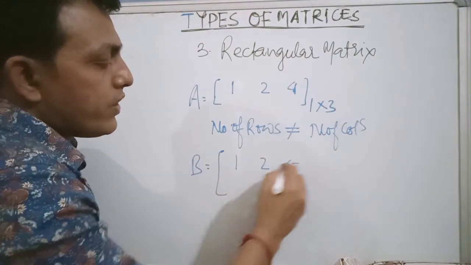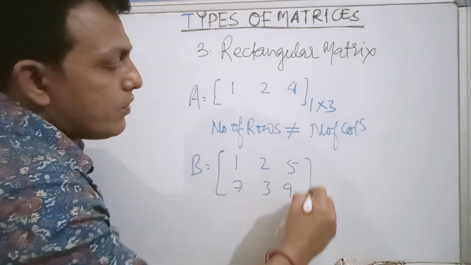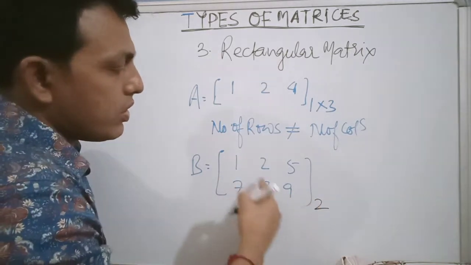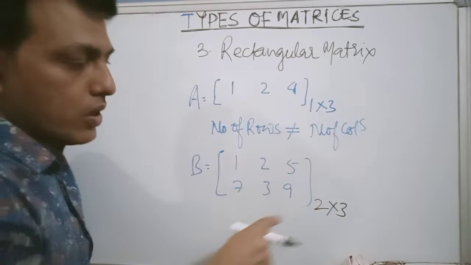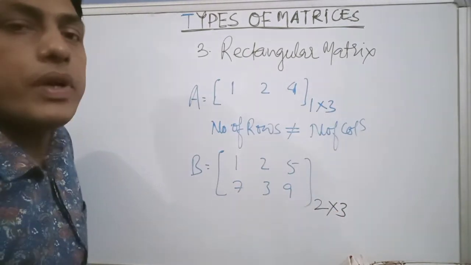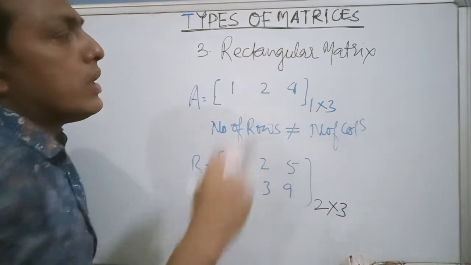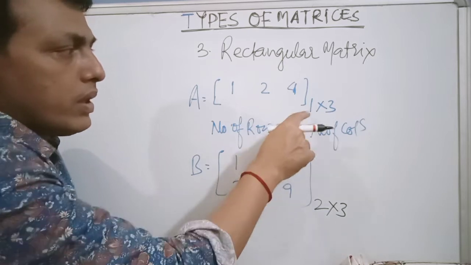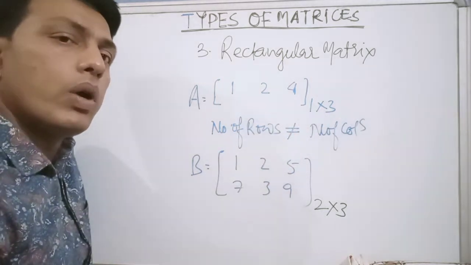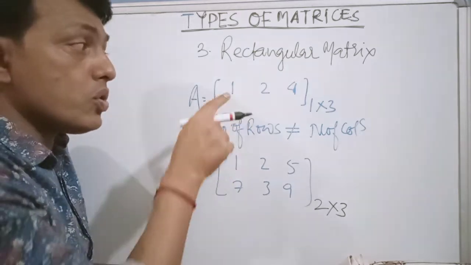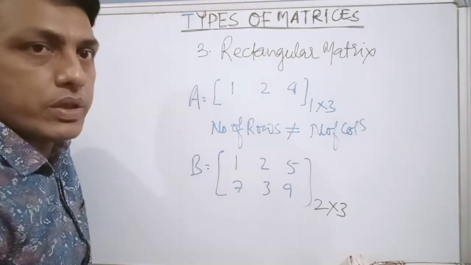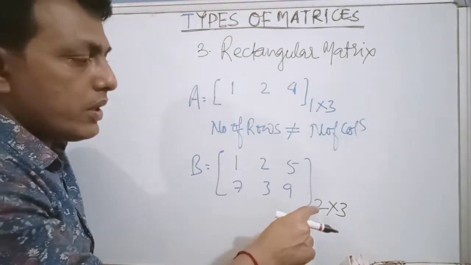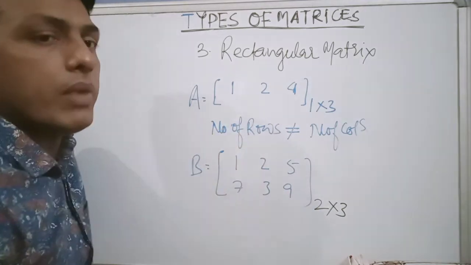1, 2, 5, 7, 3, 9. What is the order? 2 rows with 3 columns. Number of rows and number of columns are different. So it is a rectangular matrix. So one thing more I want to clear. How many rows are there? 1. So it is also a row matrix and a rectangular matrix. It is purely a rectangular matrix.